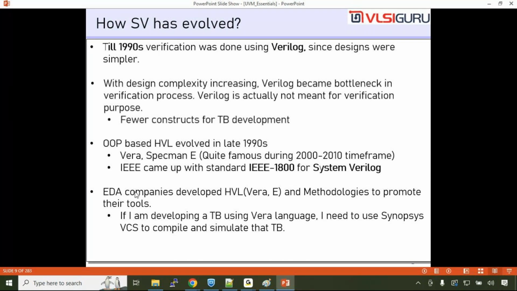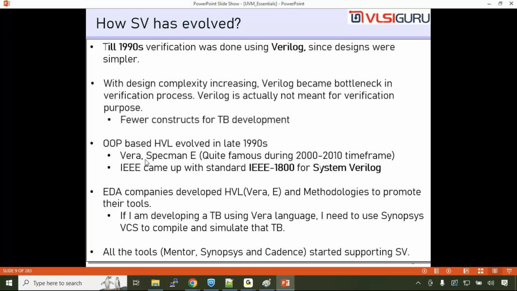So automatically you have to use their tool only. If I'm developing a test bench using the Vera language, I need to use Synopsys VCS to compile and simulate that test bench. Hence, they developed these languages because they wanted to sell their tools.